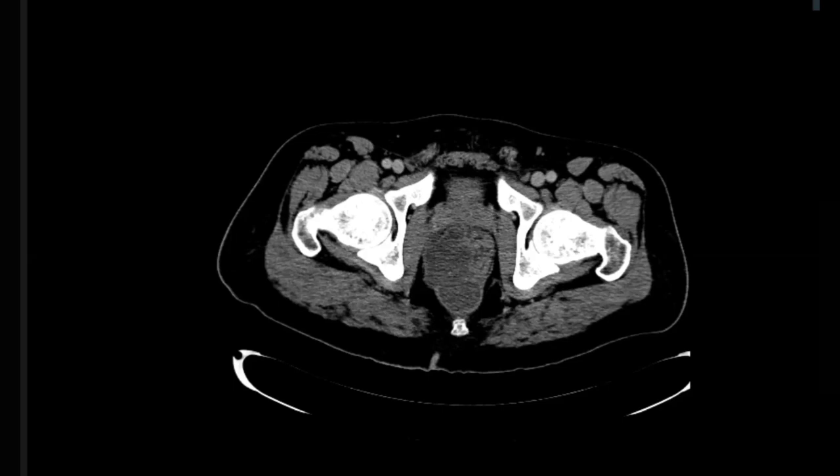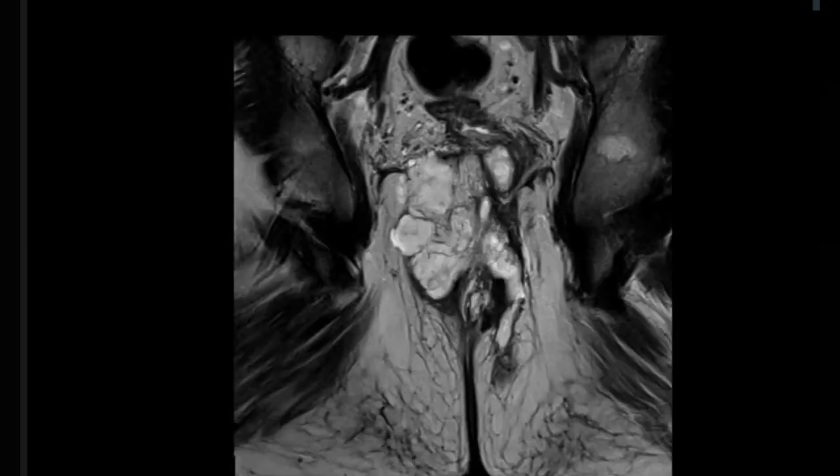Sir, can I ask for an MRI to rule out any discharging sinus or any other reason for this lesion, to confirm it with MRI? Okay, sir. I'm provided with the coronal MR image. This is a T1 weighted MR image. I'm able to appreciate that there is a tract which is going up to the rectum from the skin. At the skin opening, it is at the 6 o'clock position.